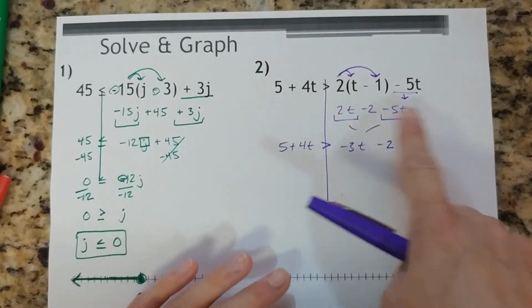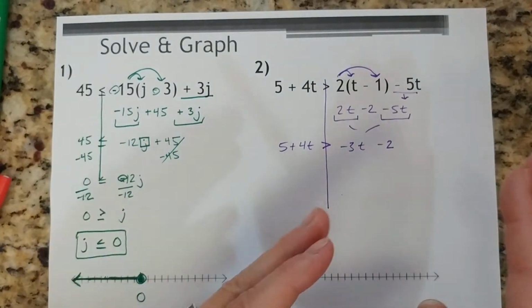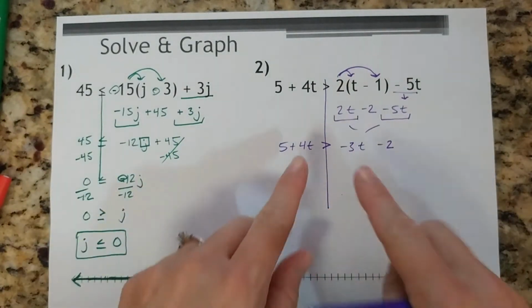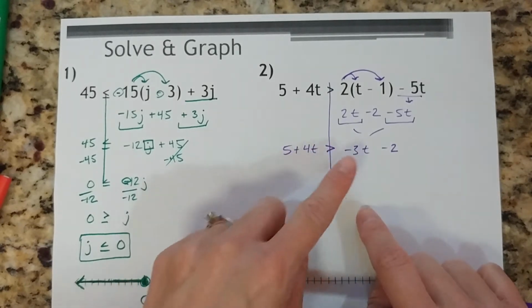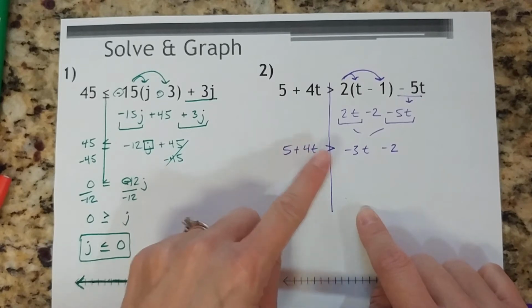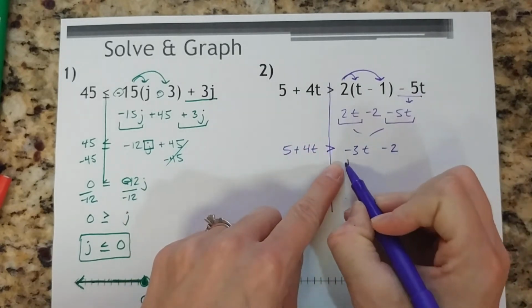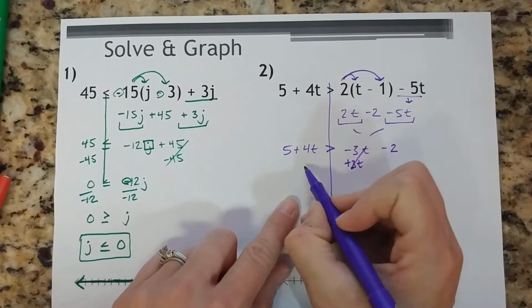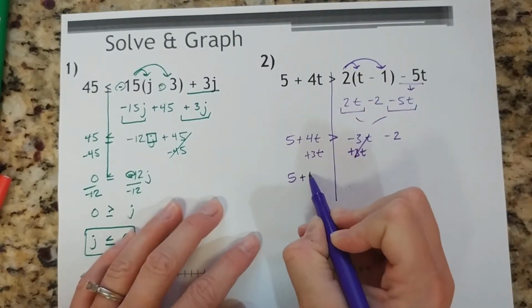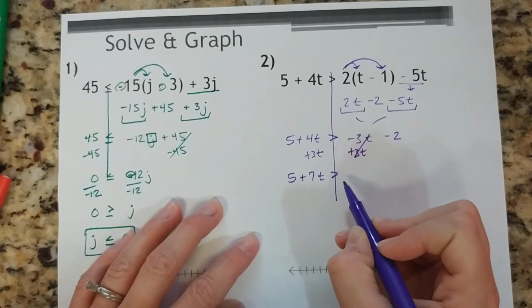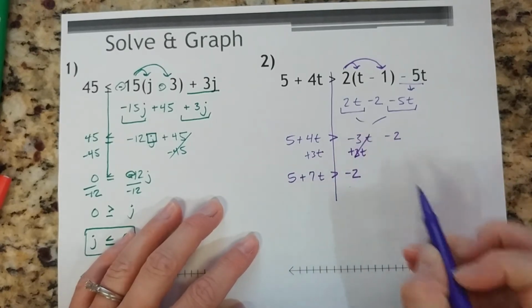So after I've distributed and combined like terms, I now need to move the variable to one side or the other. I have a t on both sides here. Between a -3 and a 4, 4 is obviously bigger, so we want to bring all the t's to the bigger side. So to undo this one, we'll add 3t. So that's going to give us 5 plus 7t is greater than, of course, -2 on this side.